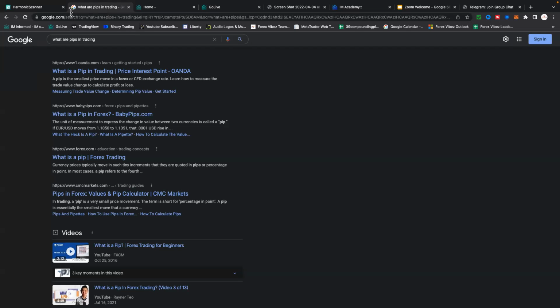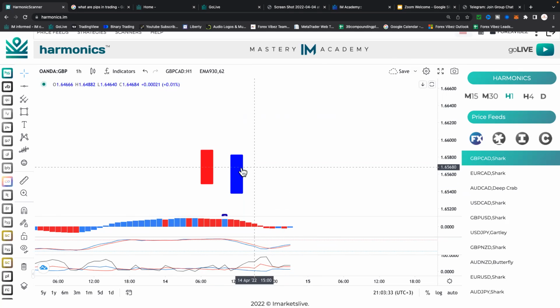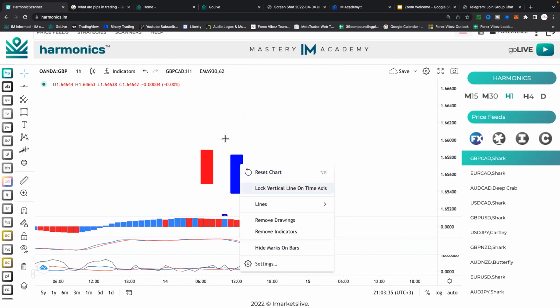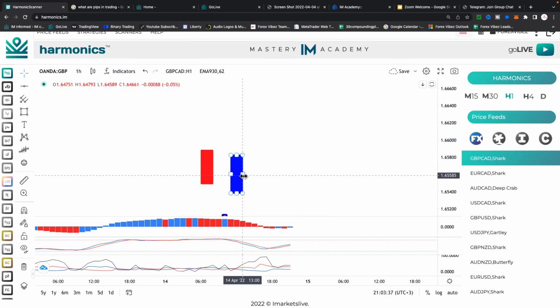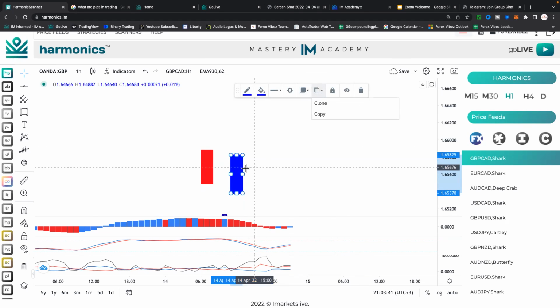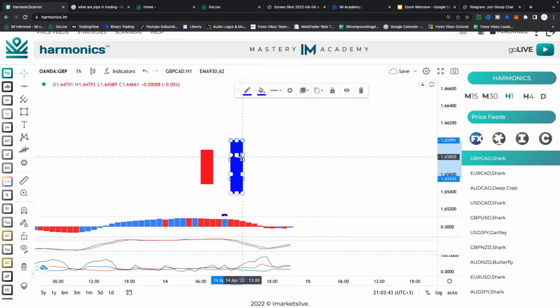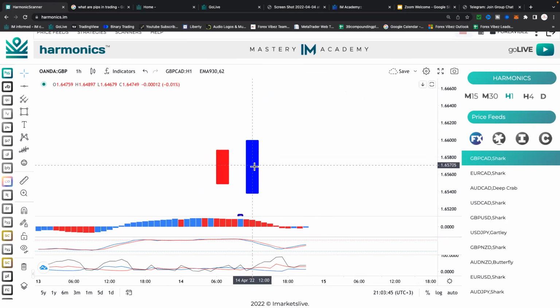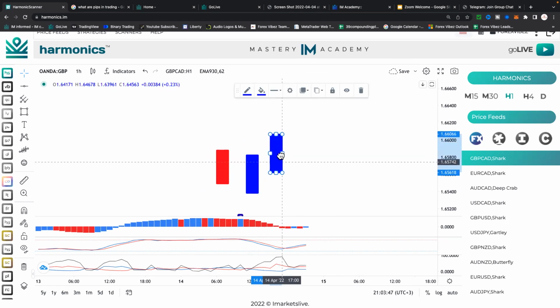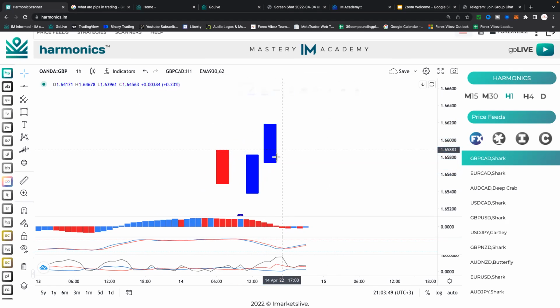So think of it this way: anytime this market moves, let's copy this. I'm trying to clone it for you so you can see. If this market was to go up, it keeps going, keeps going, keeps going. It's moving up in different steps, aka pips.